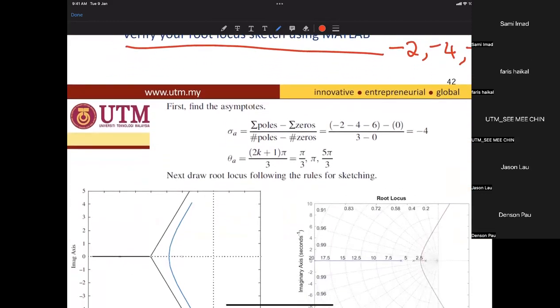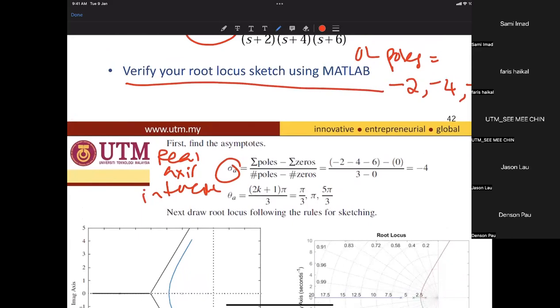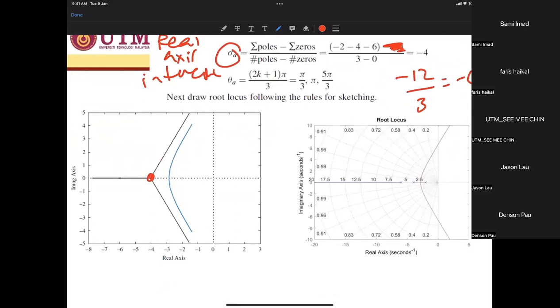So we find the real axis intercept. The value of poles is -2, -4, -6, minus the value of zeros. There are none, actually this is not needed because they do not exist. In Arabic we call it la mawjud. Not exist is la mawjud. The number of poles is 3 and the number of zeros is 0, so 3 minus 0. So this will become -12 divided by 3, which is -4. So that's why the sigma A is over here.